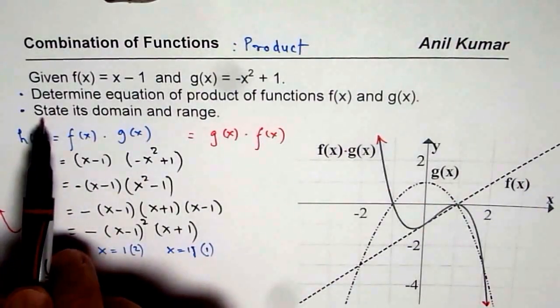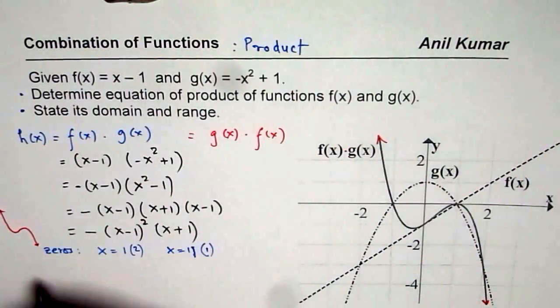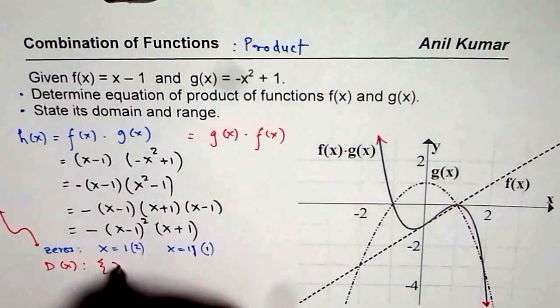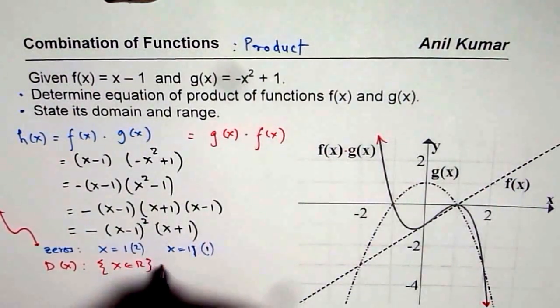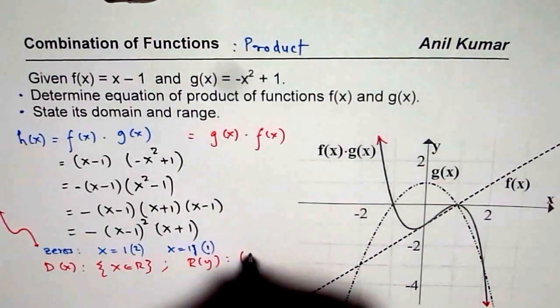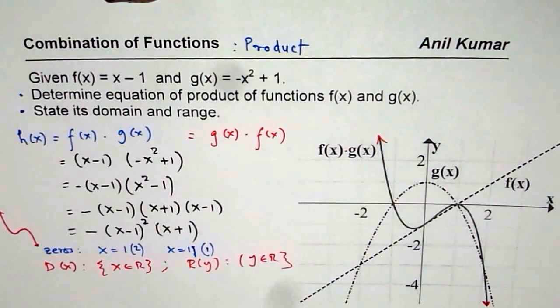And now we have to state the domain and range. As we can see, it's a cubic function. Domain and range is all real numbers. So domain is x belongs to real numbers and range is y belongs to real numbers. So that is how we can do combination of these two functions when product is involved.